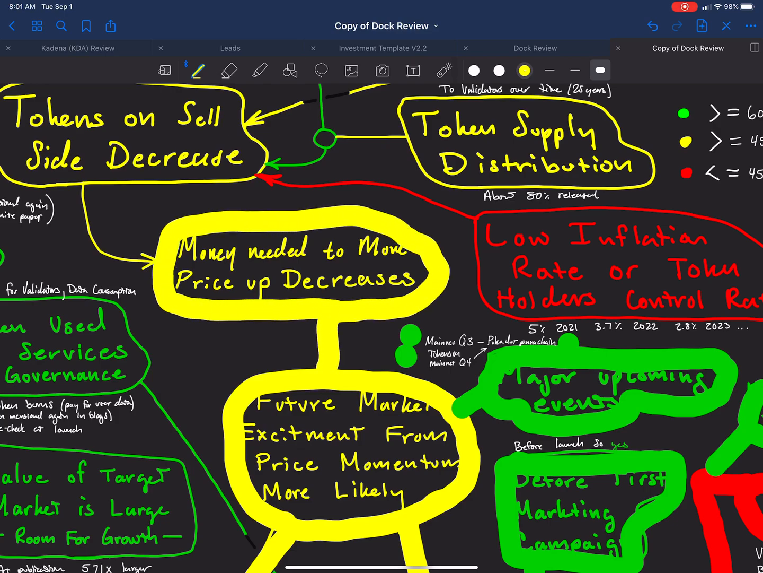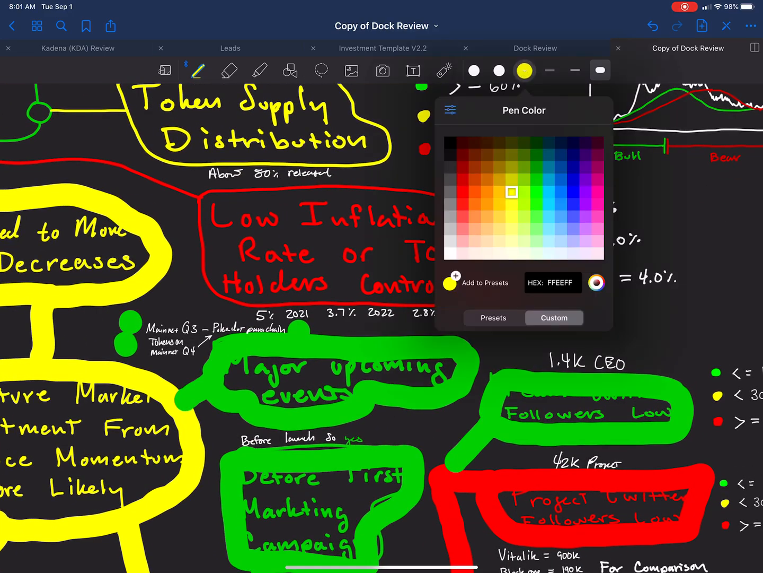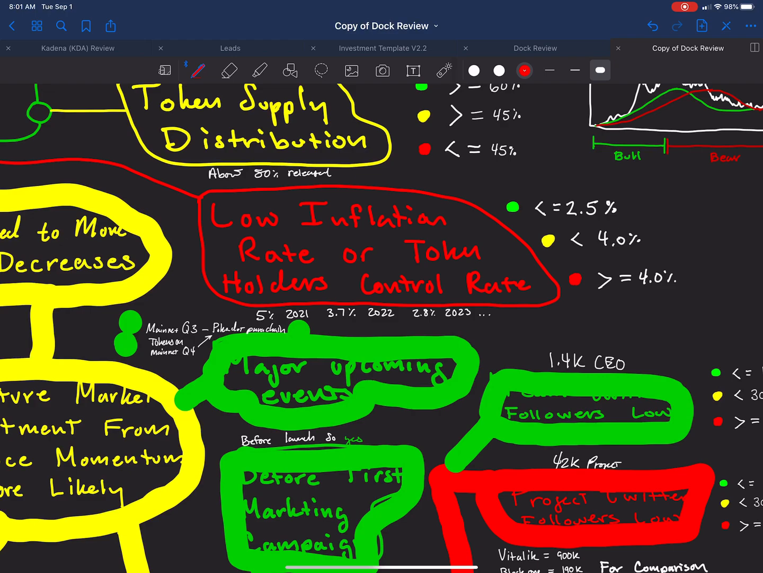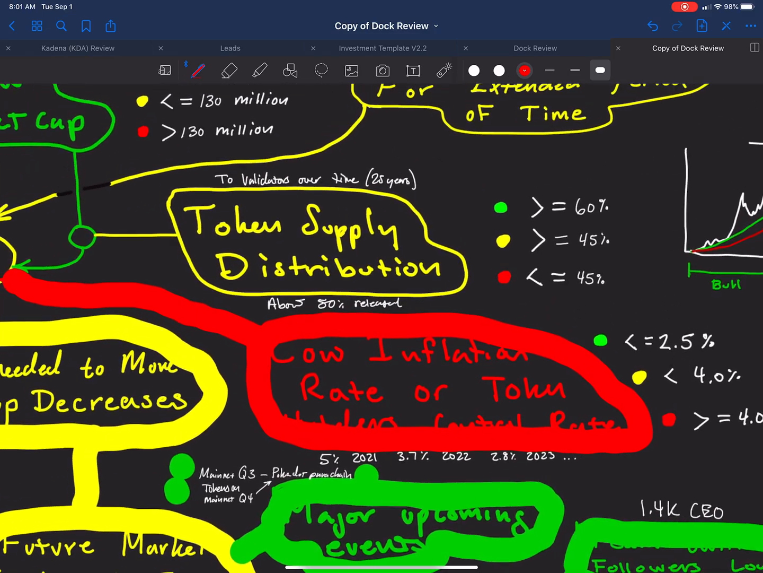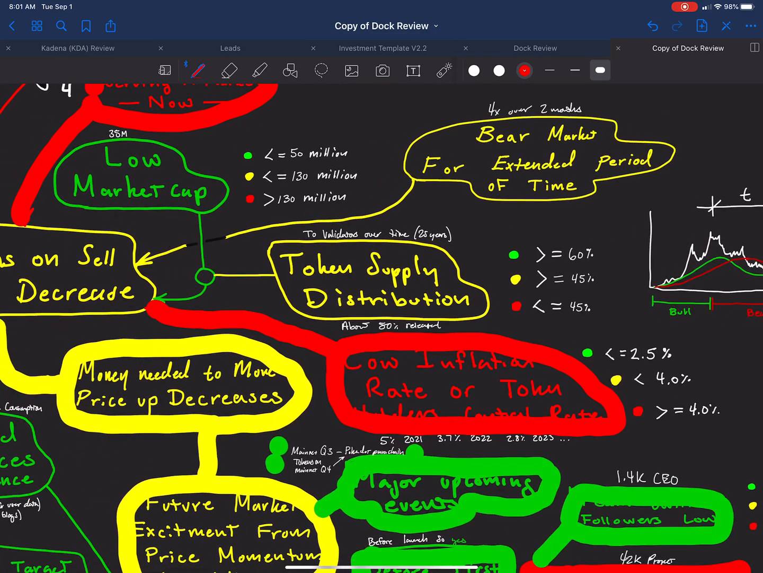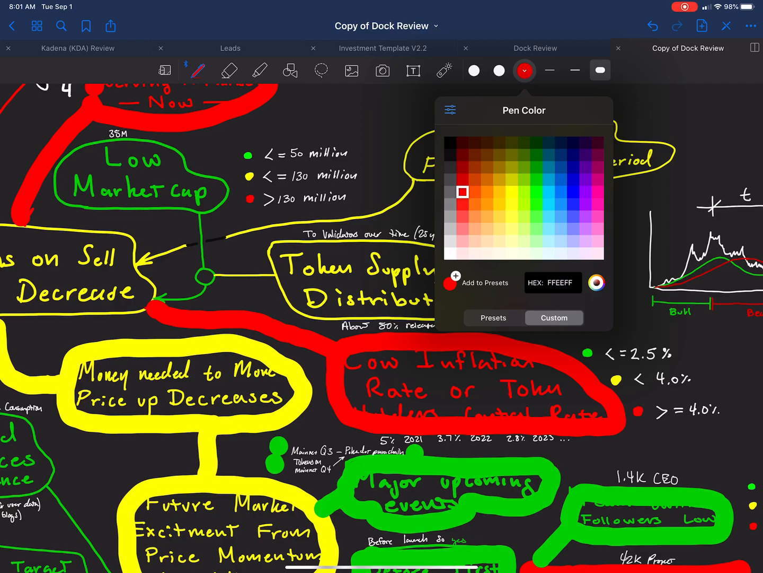Money needed to move prices to decrease, I put as uncertain. So they have 5%, they're above that 5% inflation. They're going to be at 5% inflation starting 2021, and plus, their team releasing supply. So that's a substantial amount of inflation, but not the worst. But I do put it as red because anything over 5% I consider red. Token holders could also vote for the supply release, but they have validators who are going to be receiving that inflation.